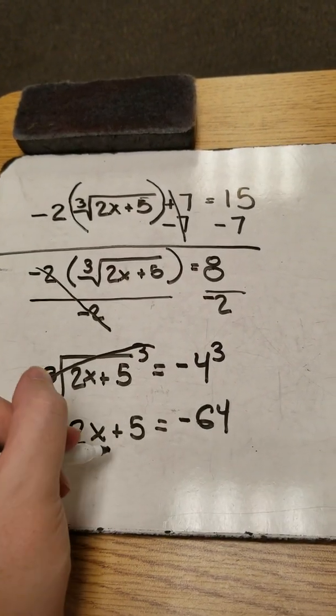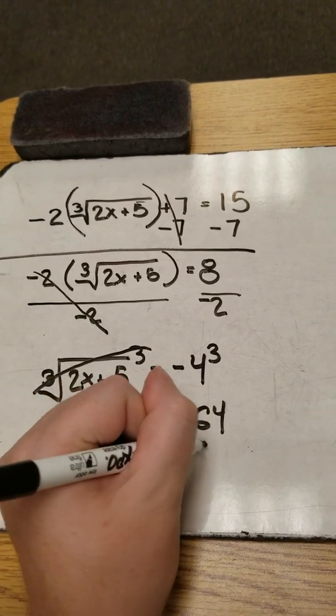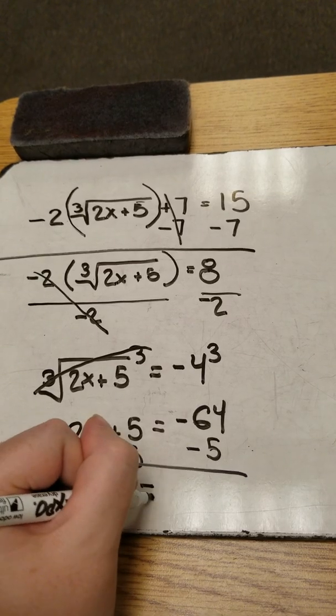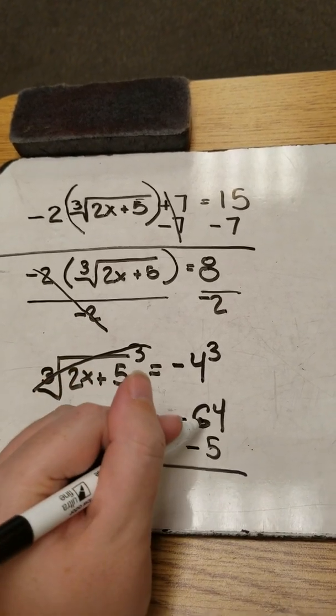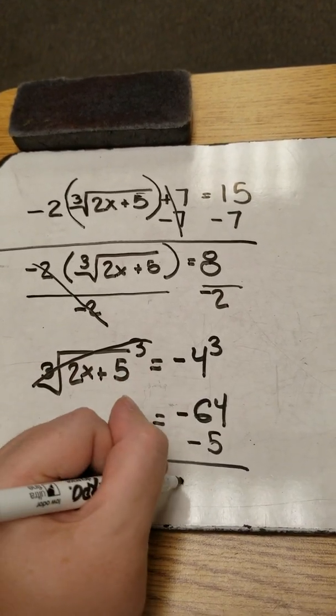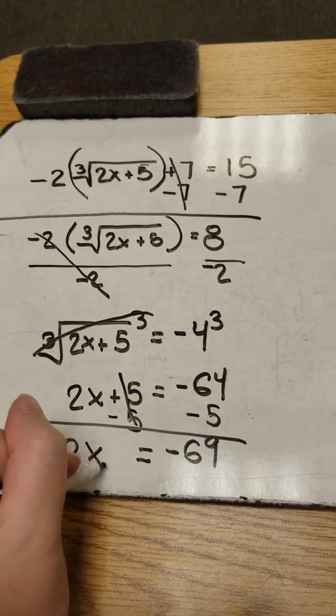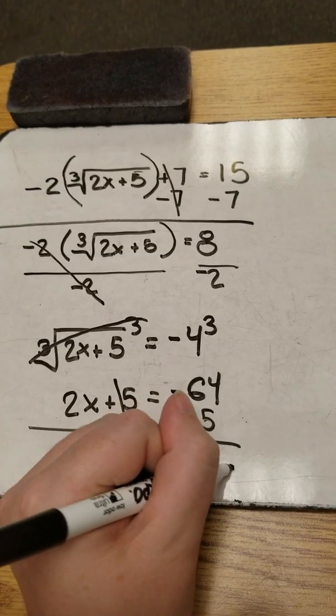This dude's still following me, so I need to get rid of him. And I'm left with 2x equals -64 minus 5, which is -69. Now, I got to get rid of my security detail. There's still someone attached to me. So I have to divide by 2.